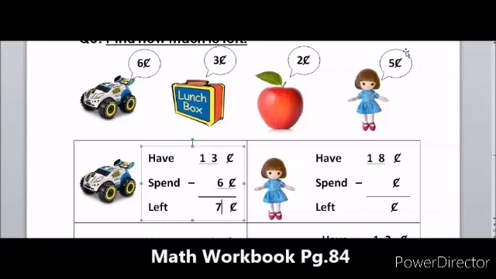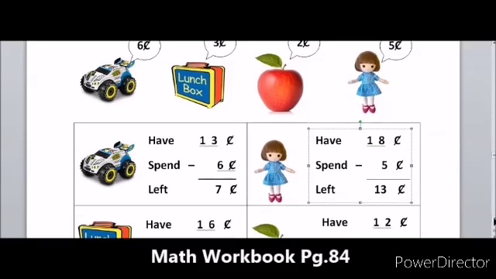Then, next one, you are going to buy this doll. So, you already have 18 cents. How much will you spend? You will spend 5 cents because the cost of the doll is 5 cents. So, 18 minus 5. So, do 8 minus 5. How much is 8 minus 5? 3. And 1 you will write as such. So, 18 minus 5 is 13 cents.